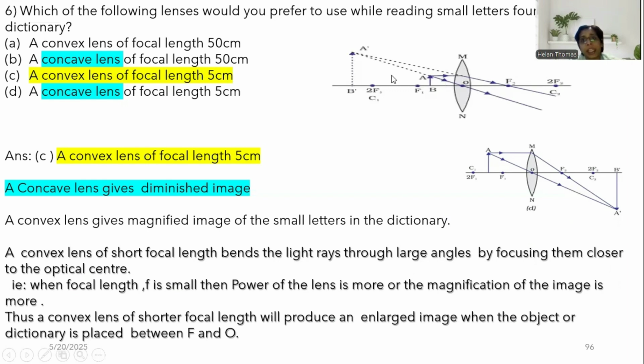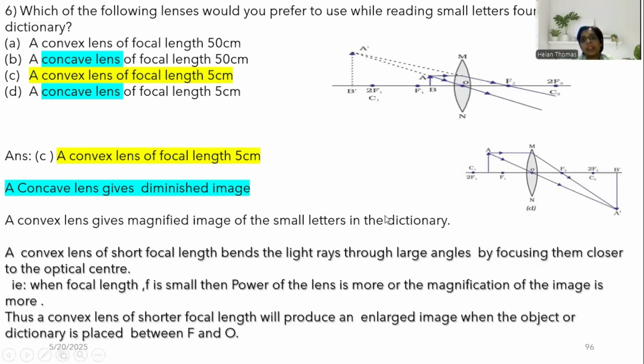And remember, when you keep the object at the point 2F, you will have the image formed at 2F prime of the same size. But whenever the object is placed between 2F and O, you will have the image enlarged. You will have the maximum enlargement of the image when the object is placed between the focus and the optic center of the lens. So this is the position of your dictionary. And you will be holding the lens in such a way that if the focal length of the lens is 5 centimeter, means what?